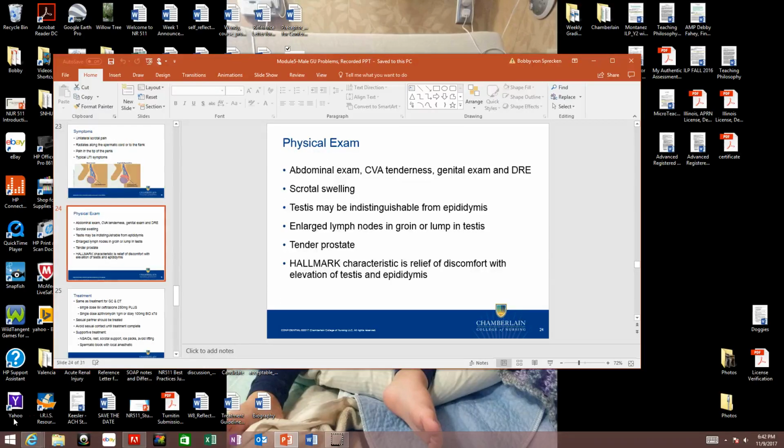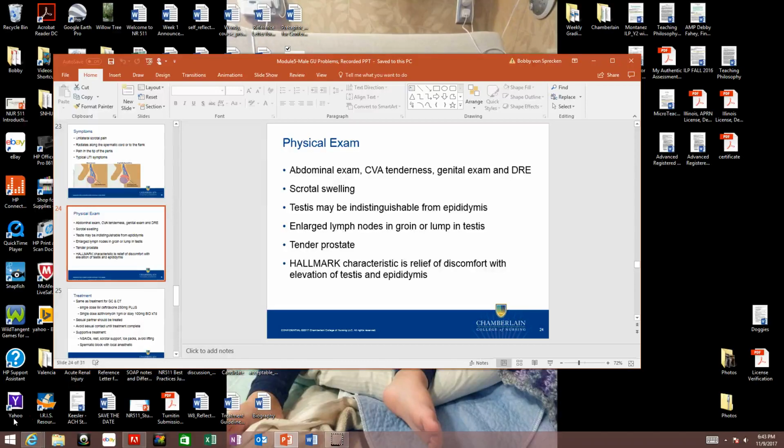The physical examination should include an abdominal examination to detect a distended bladder and costovertebral angle tenderness, a genital exam, and a digital rectal examination. Scrotal swelling will be present and the testis may be indistinguishable from the epididymis. Enlarged lymph nodes in the groin or a lump on the testis may be palpated.